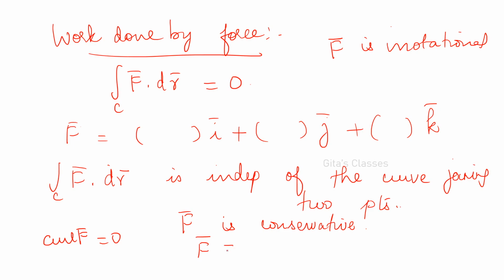If F is conservative, because it is irrotational, you can write F bar is equal to del phi, where phi is the scalar potential. Already we have studied this in the previous unit, unit 4. So if it is conservative, you can find out the scalar potential also. Okay, that's all about unit 5.